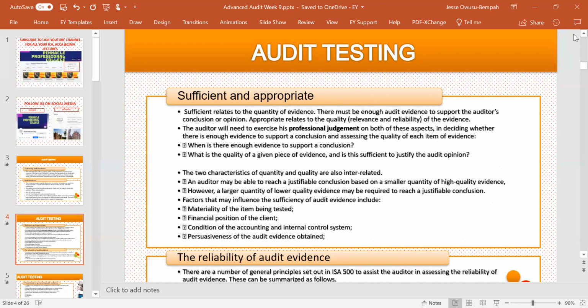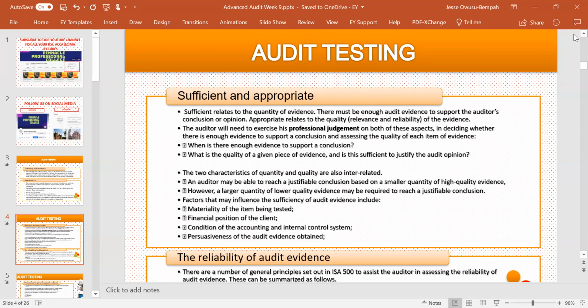Very, very important. The two characteristics of quantity and quality are also interrelated. They go hand in hand. An auditor may be able to reach a justifiable conclusion based on a smaller quantity of high quality evidence. So quality and quantity, you cannot take one and leave the other. They go hand in hand.